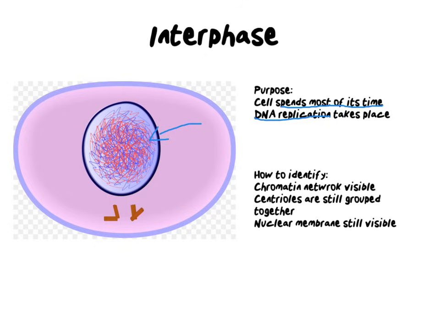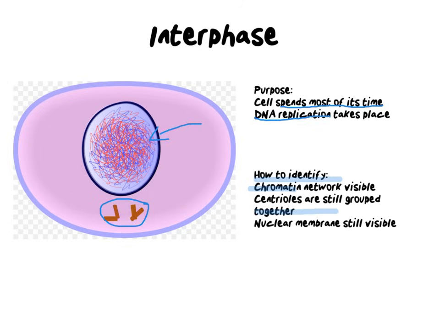Now, when we look at a picture and we're not sure what phase it is because there are no labels, maybe, or you have to identify it in a test, we have to look for a couple of things. So this is how you identify it. First of all, you are going to see the chromatin network is still visible. It will have this long spaghetti-like structure on the inside. Your centrioles, which are these structures located over here, are still grouped together. If you remember, these are the structures that are going to actually pull the whole cell apart. And finally, the nuclear membrane is still visible.